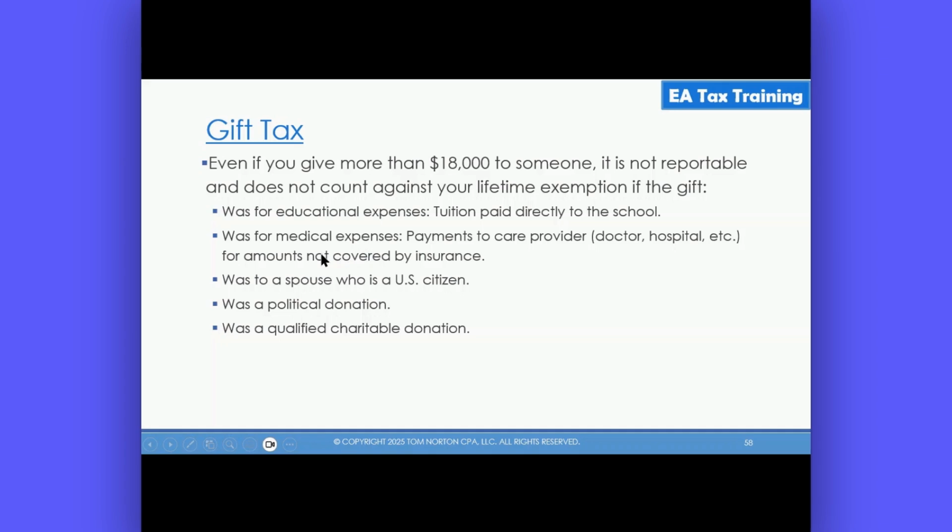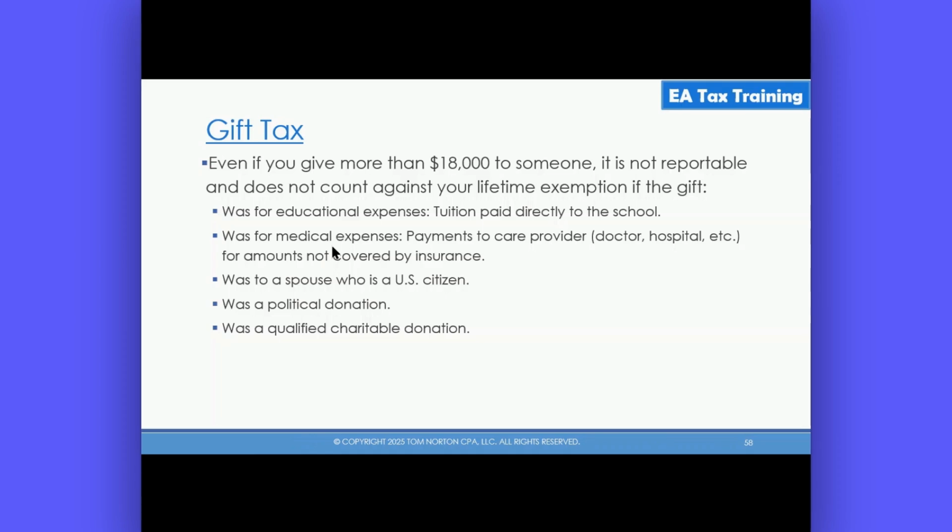Also, if it was for medical expenses that were paid directly to the care provider. So, again, the person had a bunch of medical expenses, they had a hospital stay. If, say, the parent or the grandparent steps in and pays those payments on the child's behalf, pays them directly to the hospital or to the doctor, etc., then that is not considered a gift. Of course, that is only for amounts that are not covered by insurance.